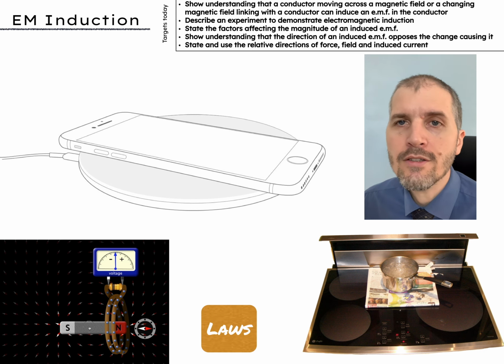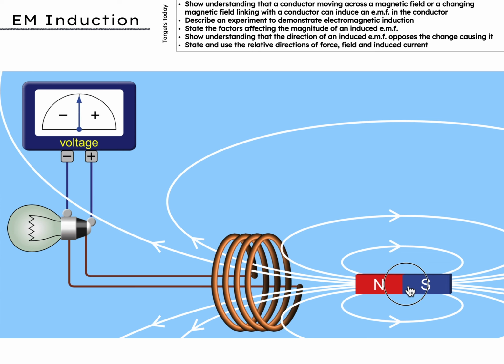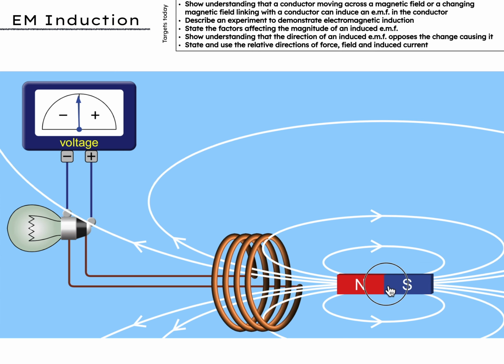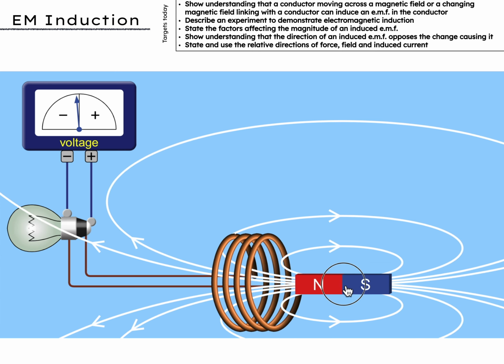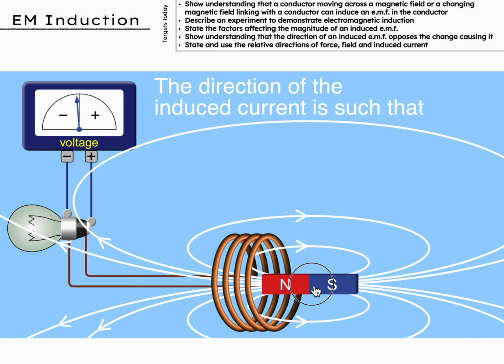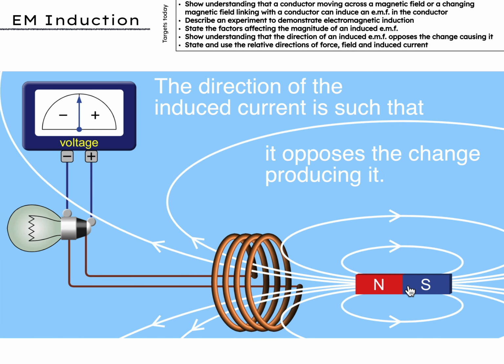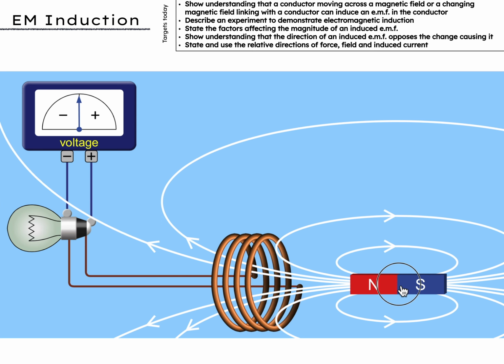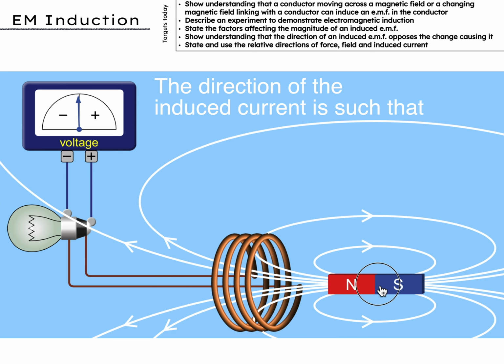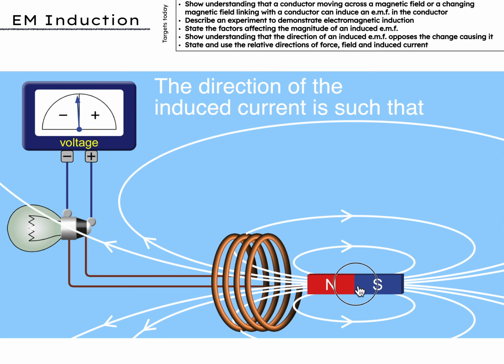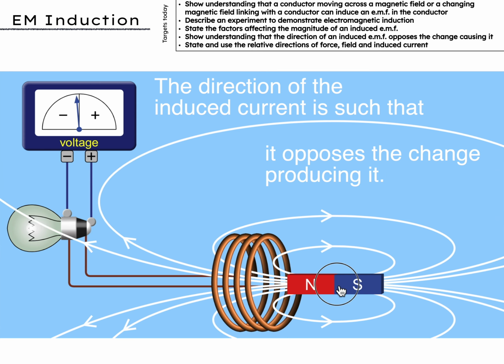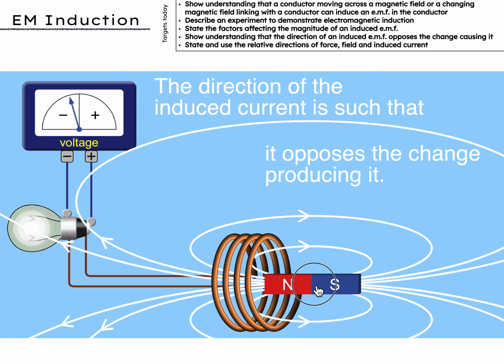So, moving on. Which direction is the current? Well, we need Lenz's law for this. The direction of the induced current is such that it opposes the change producing it. That was Lenz's law. Think about that. The direction of the induced current is such that it opposes the change producing it.